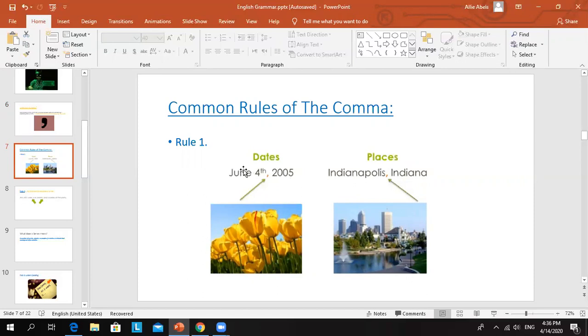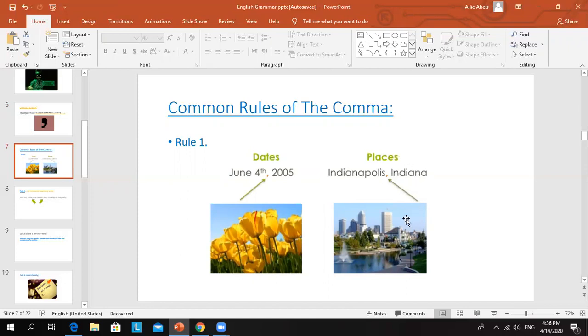So like in this example of a year, we are saying June the 4th, comma, 2005. Month, day, and year. Similarly, when we are writing about places, we will write firstly the district and then the state, or we will write the state and then basically the country that the state is in. So in this example, we have here Indianapolis, comma, and then Indiana. So Indianapolis is found in the state Indiana.